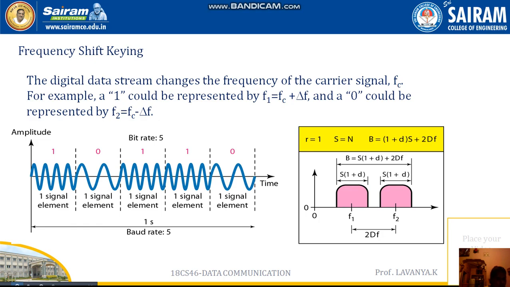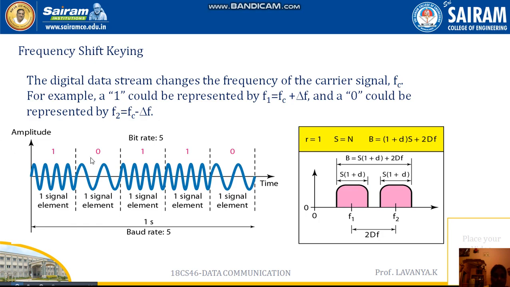The frequency of the modulated signal is constant during one signal element, but changes for the next signal element if the data element changes. Both peak amplitude and phase remain constant. The changes happen at the frequency level, and there are no changes at the amplitude and phase level.